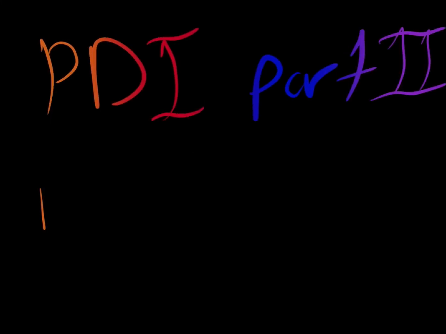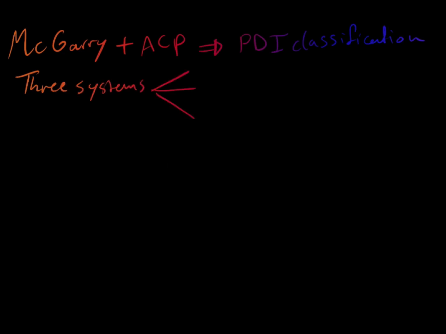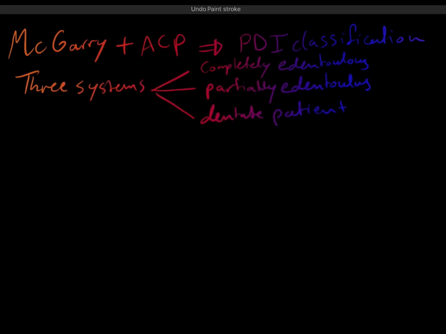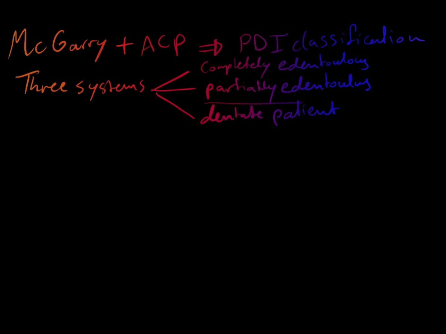BDI Part 2: Partially Edentulous. McGarry and the American College of Prosthodontics have introduced the BDI classification. We have three systems: completely edentulous, partially edentulous, and dentate patient. Today we'll talk about partially edentulous.